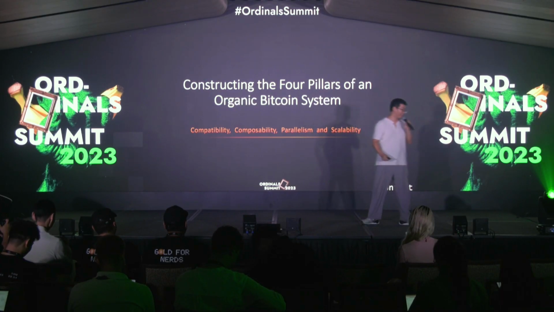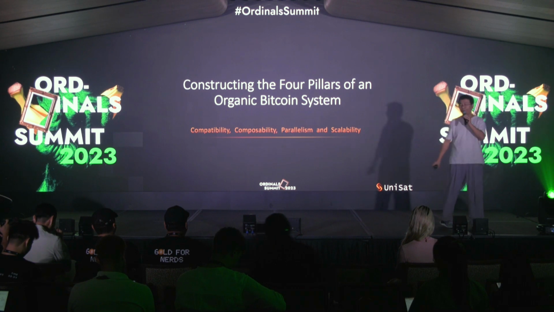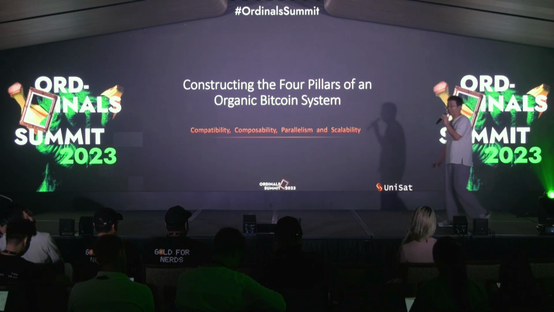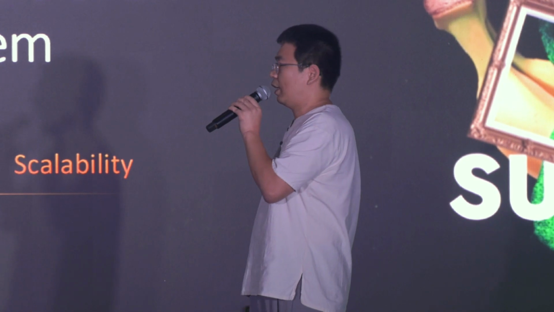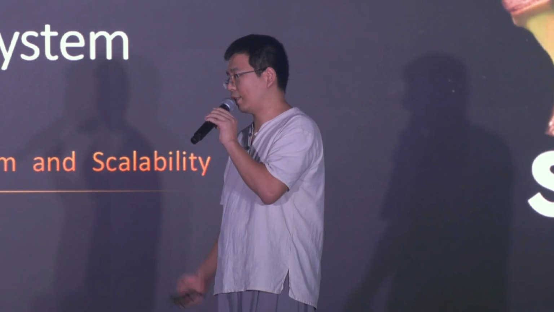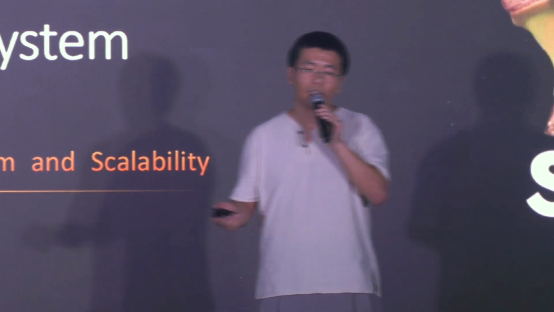Okay, the 4 pillars of the Bitcoin system. Actually, it's about compatibility, composability, parallelism, and scalability. This is somewhat abstract, but I guarantee that I can use real-world instances to demonstrate what it is and how we are going to pursue it.